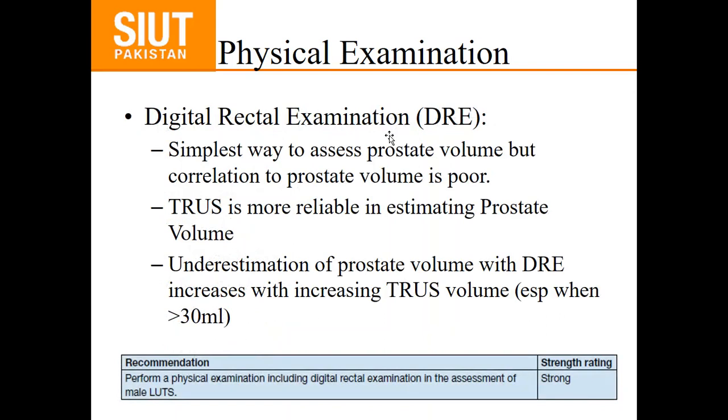So it is the simplest way to assess prostate volume, but correlation to actual prostate volume is not good. TRUS is a more reliable investigation in estimating prostate volume, and in a study it was revealed that underestimation of prostate volume with DRE increases with increasing TRUS volume, and EUA strongly recommends to perform a physical examination including DRE in the assessment of male lower urinary tract symptoms.